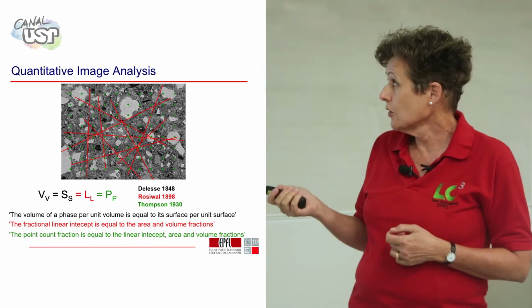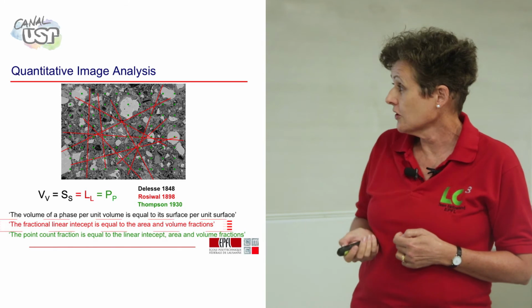Now, of course, you have to take statistics into account, and it depends on the sample being statistically homogeneous and statistically isotropic. If your paste has been well mixed and prepared, that will be the case. You can also, in fact, look at the line fraction on intercepts.